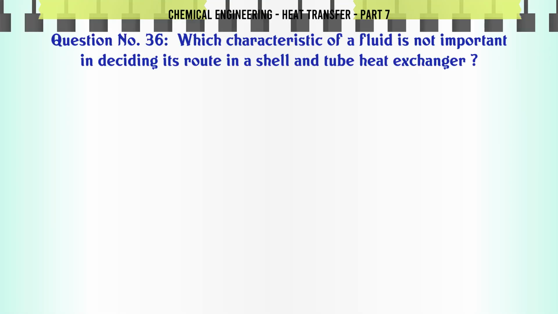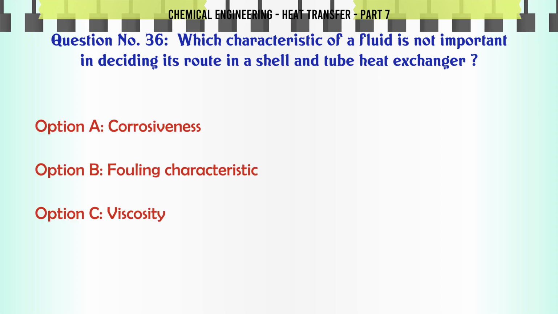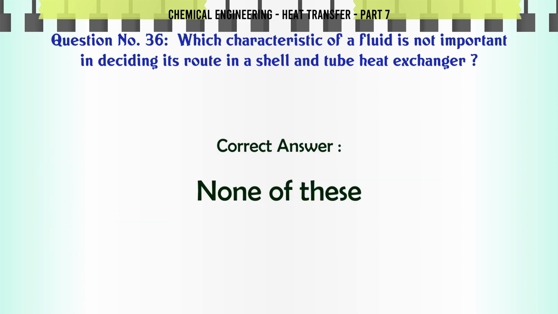Which characteristic of a fluid is not important in deciding its route in a shell and tube heat exchanger? A. Corrosiveness. B. Fouling characteristic. C. Viscosity. D. None of these. The correct answer is none of these.